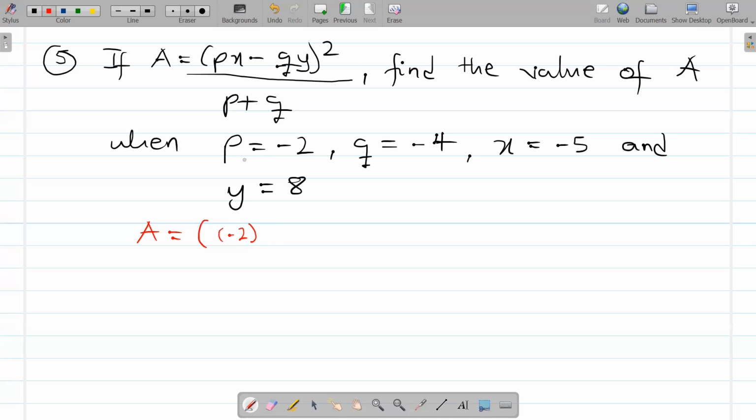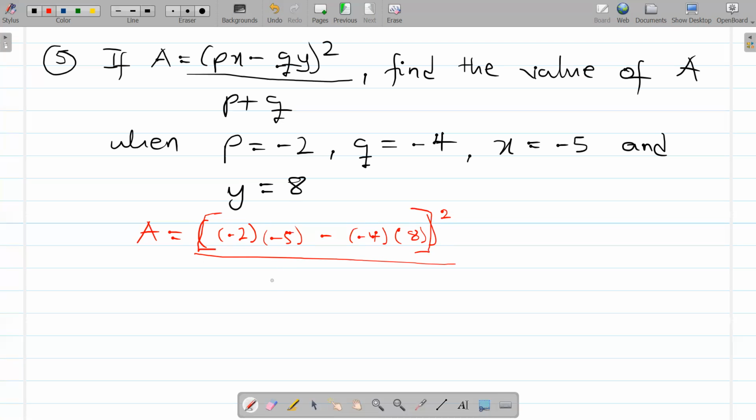Because they're giving us p is equal to minus 2, q is minus 5. So you just put it in. So minus 2 minus 5, then minus negative 4. And the y, where is it again? 8. Okay, multiplying 8. Then we put the power 2. The raised to the power 2 is affecting the entire bracket.